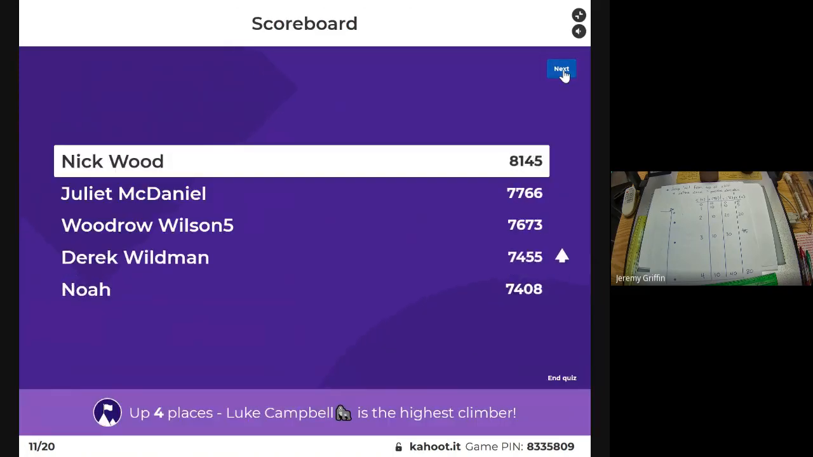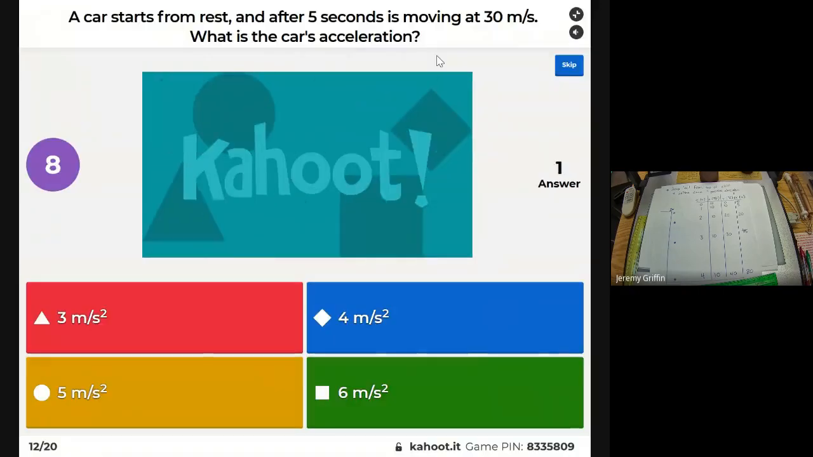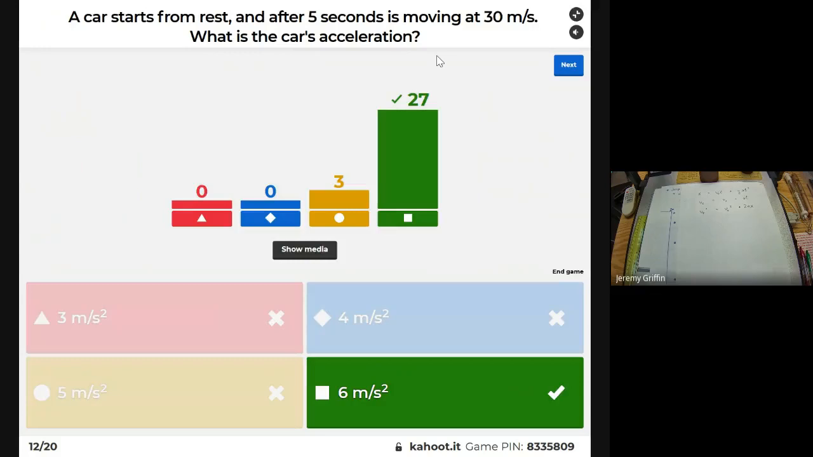Speedometer. It's a battle for fourth. A car starts from rest. After 5 seconds, it's picked up to 30 meters per second. What was the acceleration to get there? Yeah, 6 meters per second squared. Isn't that just this middle equation? Start from rest, that's 0. 6 meters per second squared times 5 seconds brings you up to 30 meters per second. Right? That's good?